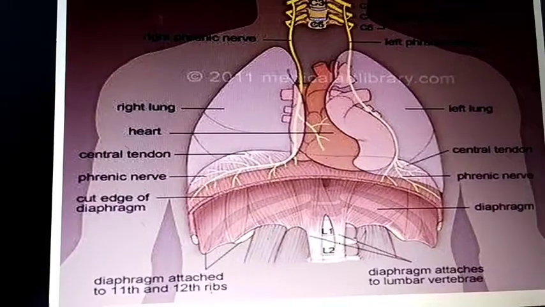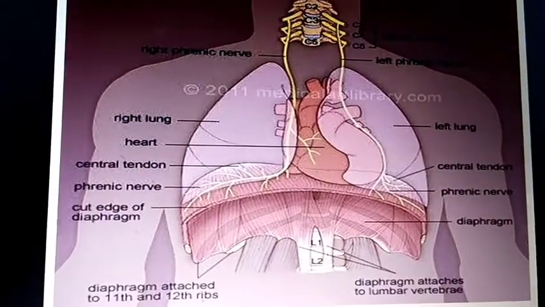This is the nerve supply of the diaphragm.